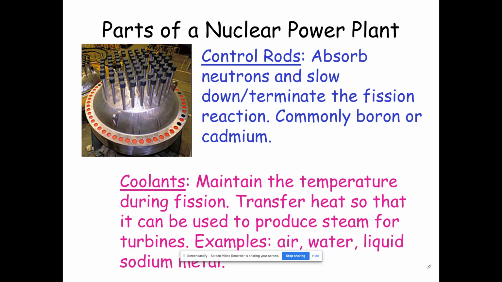Obviously, a lot of energy is being given off, so we need to try to moderate that by using coolants. Coolants maintain the temperature. They help transfer the heat so it can be used to produce the steam for those turbines. So remember that cooling tower had steam coming off. We need to keep all that heat and transfer it to steam. We use air, water, or liquid sodium metal as coolants. Those help absorb the heat and help transfer it.